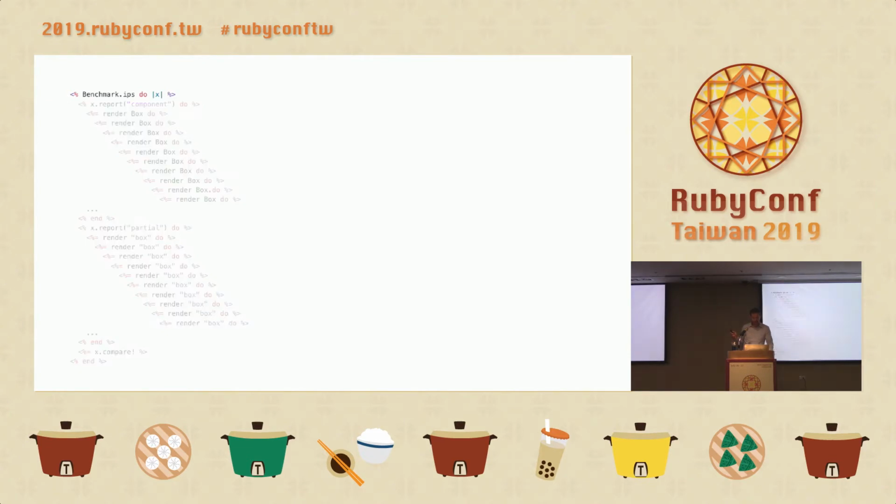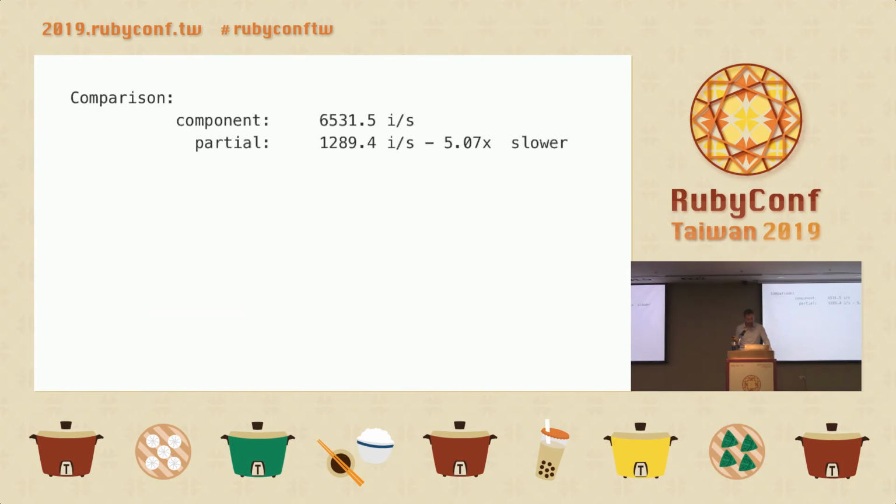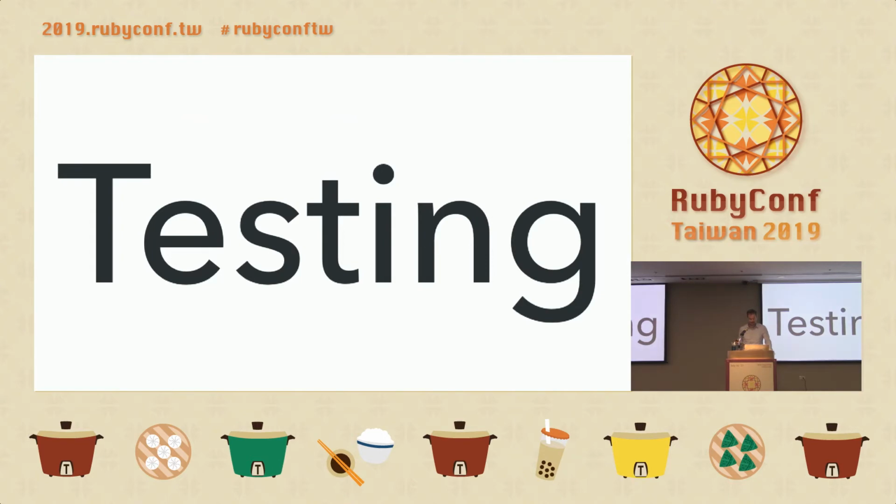And we'll do it using Evan Phoenix's benchmark-ips gem. This is like our standard internally for measuring performance of code. We'll render 10 nested box components and 10 nested box partials and compare the result. And as it turns out, with our very rudimentary implementation, rendering components is 5 times faster than partials, which is awesome. So what about test performance?